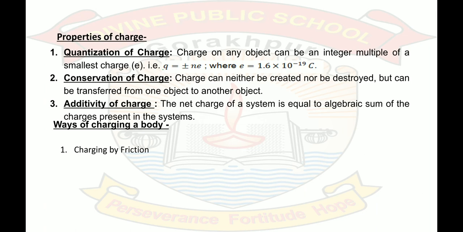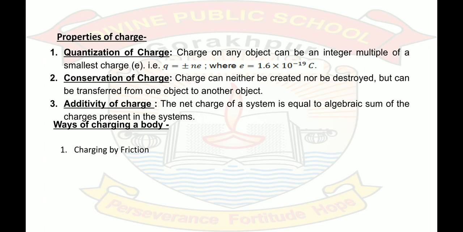The body from which the electrons are removed becomes negatively charged, and the body to which electrons are transferred becomes negatively charged. Sorry, I have said it inversely. The body from which the electrons are removed becomes positively charged, and the body to which electrons are transferred becomes negatively charged. Both bodies acquire equal charge but of opposite sign.